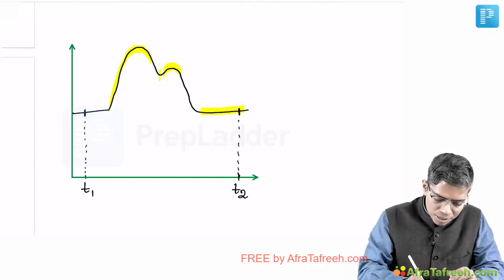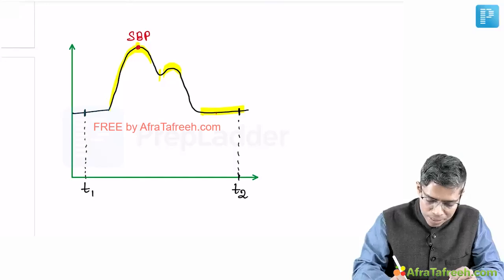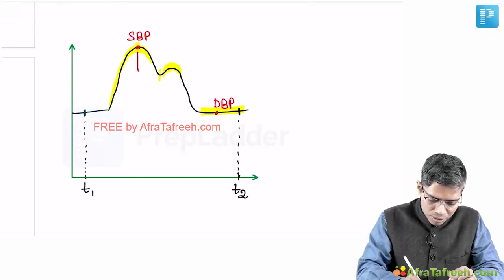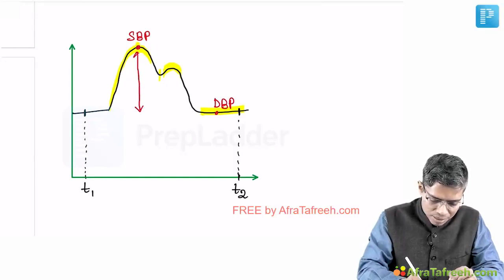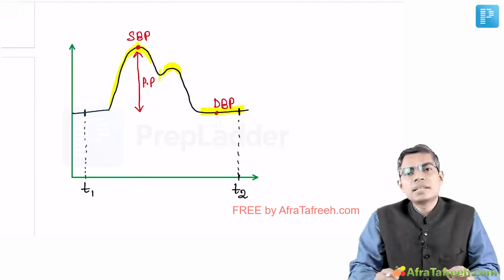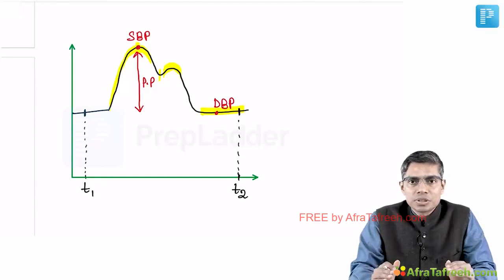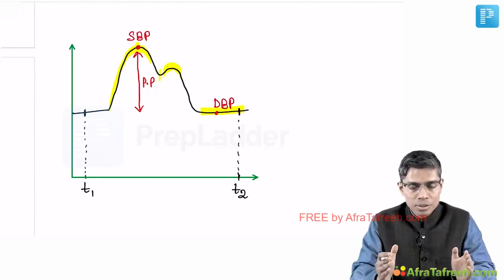In this pressure curve, the maximum blood pressure exerted during systole is the systolic blood pressure, and the minimum blood pressure exerted is the diastolic blood pressure. The difference between systolic and diastolic blood pressure is nothing but my pulse pressure, right? Now, if I have to calculate the mean pressure, means average pressure throughout this time window T1 to T2.